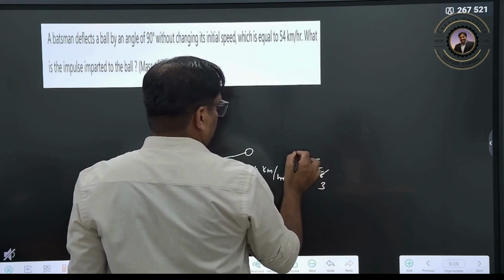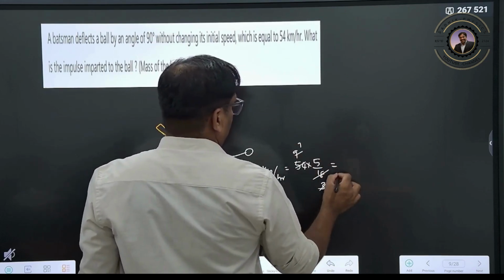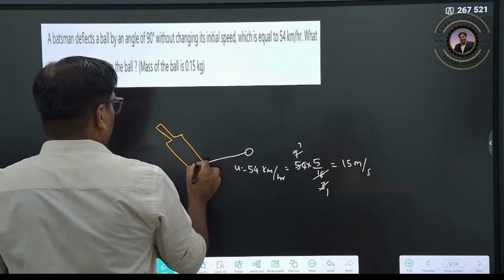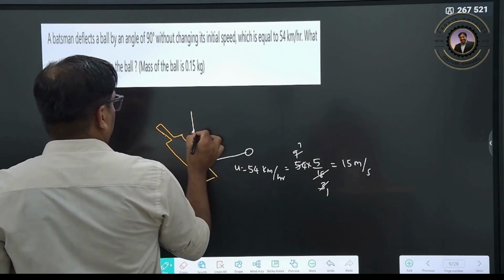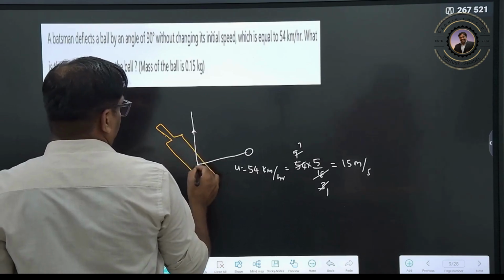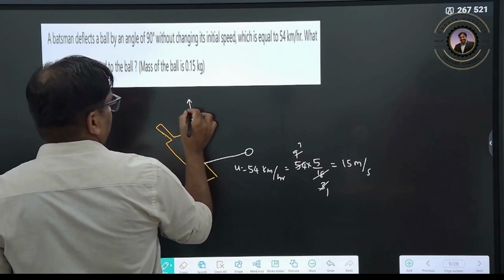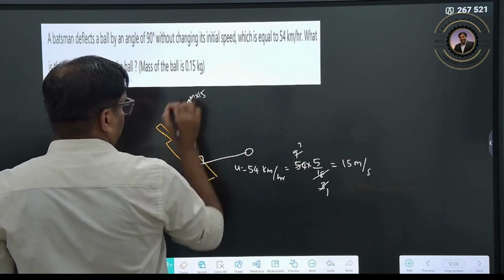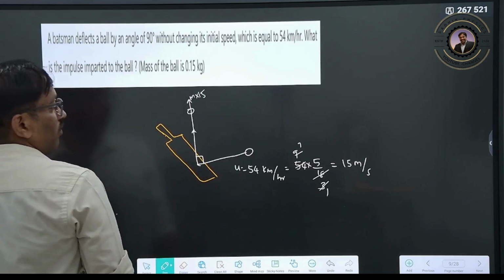6 3s are 18, 6 9s are 54, 3 1s are 3, 3 3s are 9, therefore 15 meters per second. So this ball will get deflected like this. Yes or no? Therefore it will be perpendicular to this one, no? With the same speed, so m into the same speed, that is nothing but 15. Clear? So this side it will be m into 15 now.